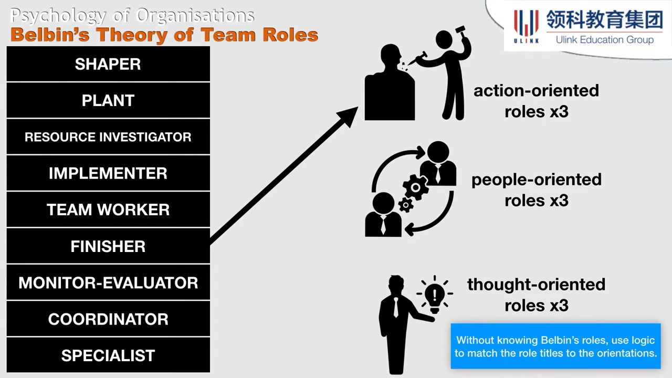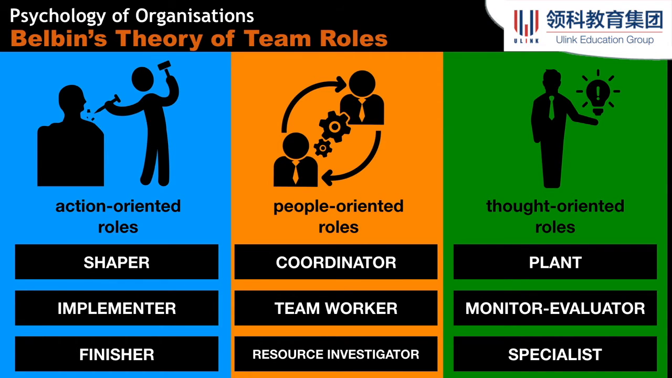Meredith Belbin came up with his own theory of what makes for ideal team roles, what kind of roles you want within a group, and there are 9 roles in total. That's a lot to memorize, but you could subdivide these by action-oriented, people-oriented, or thought-oriented roles. So here are the subdivisions right here, laid out pretty cleanly.